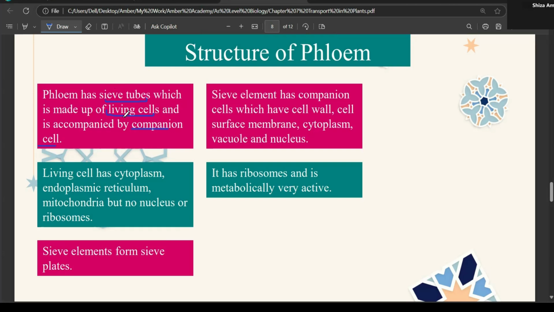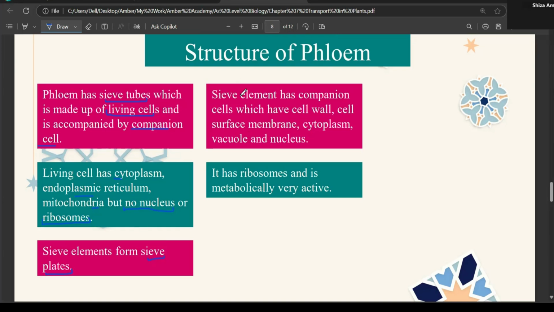Okay? Then for the living cell, you need to know that it has cytoplasm, it has endoplasmic reticulum, it has mitochondria, but it does not have a nucleus or ribosomes. So the living cells of phloem have cytoplasm, ER, and mitochondria, but they do not have a nucleus or ribosomes. And then the other fact is sieve elements form sieve plates, meaning the phloem has sieve plates as well. So we'll see the structure of how all of these things are made. But before looking at the diagram, we are doing the theory part.